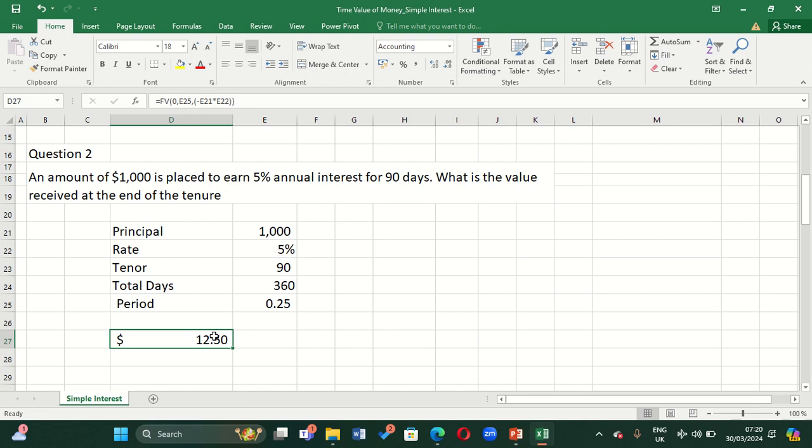And because we are talking about the value that we receive at the end of tenure, now this is interest, so we have to include both principal and interest. So the principal is 1,000. So at the end of the day, the value that we'll be receiving will be this.